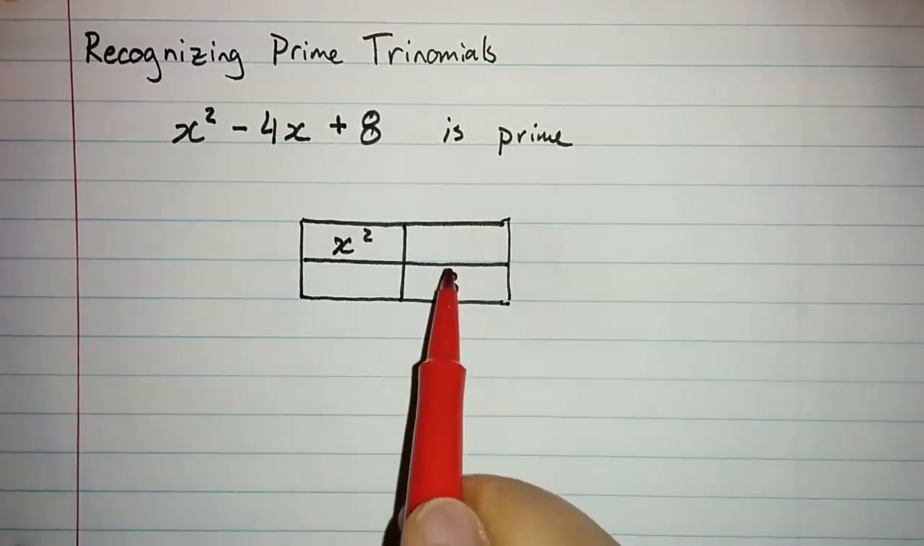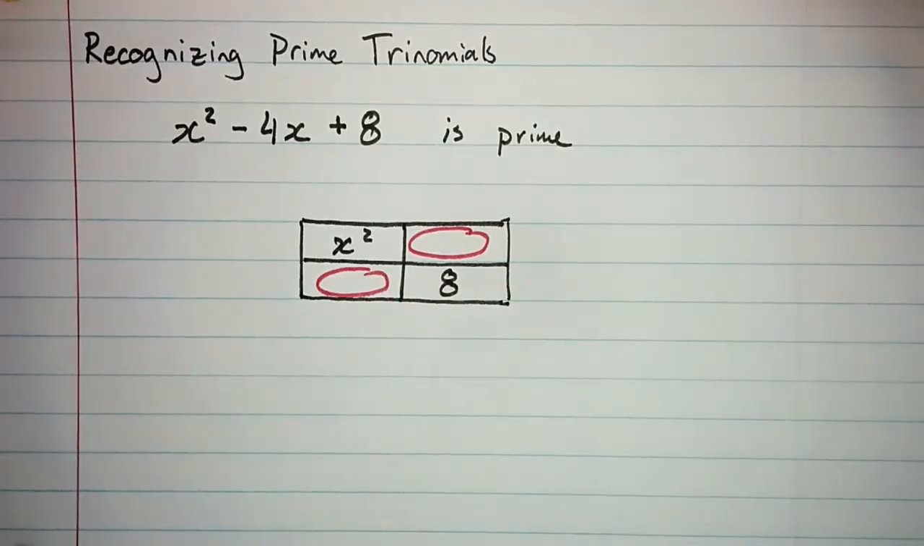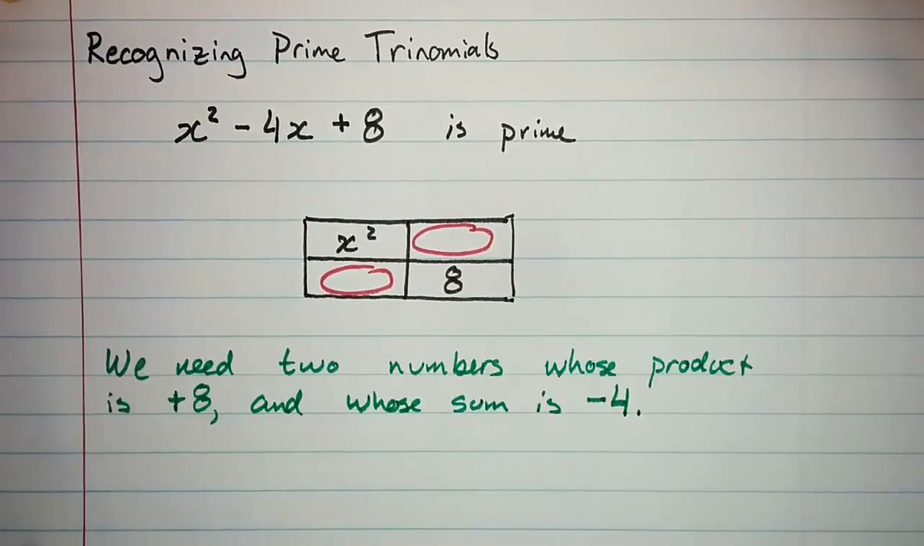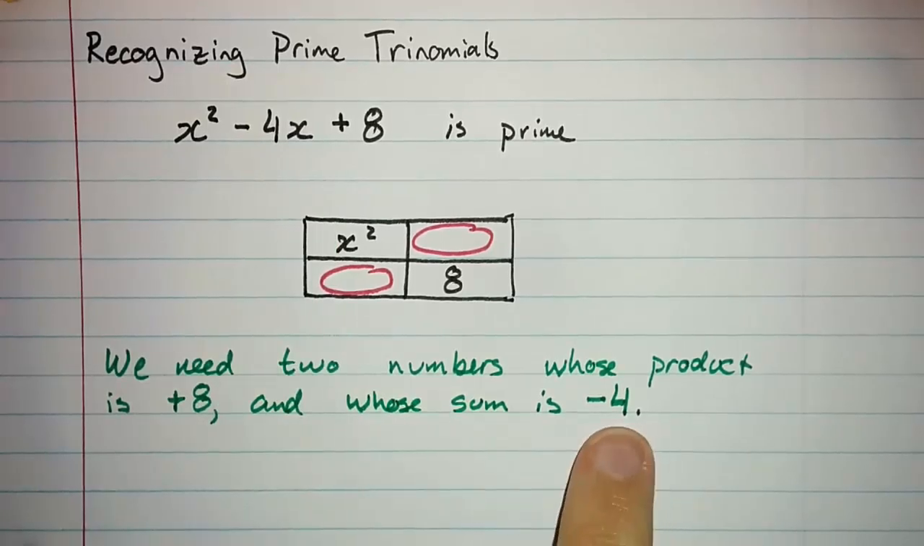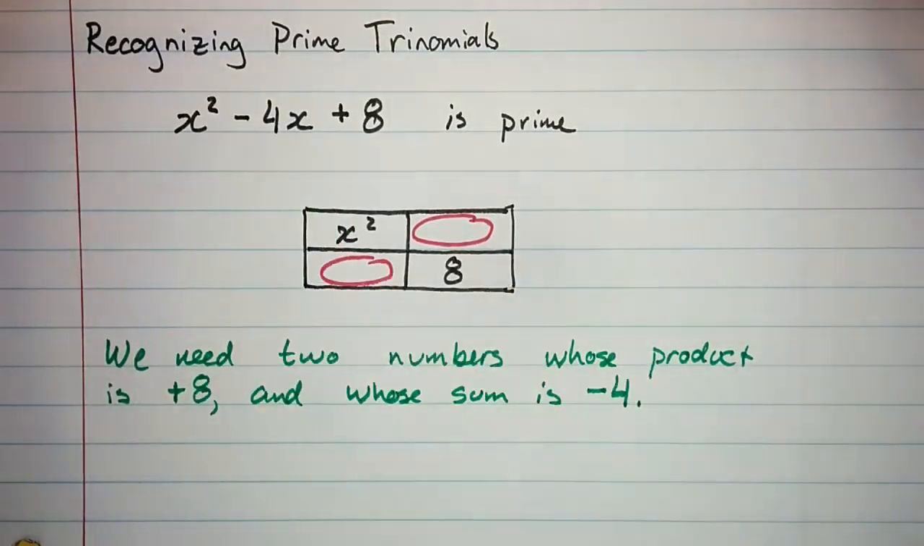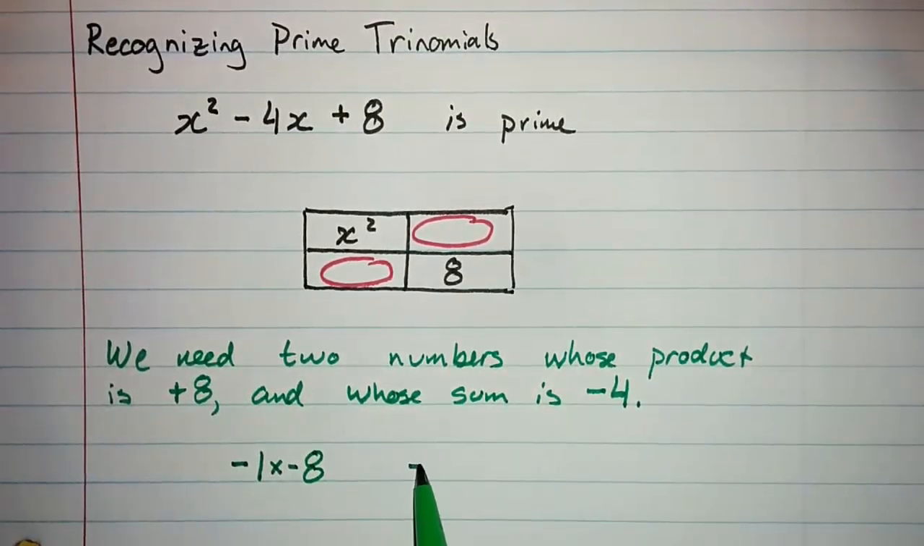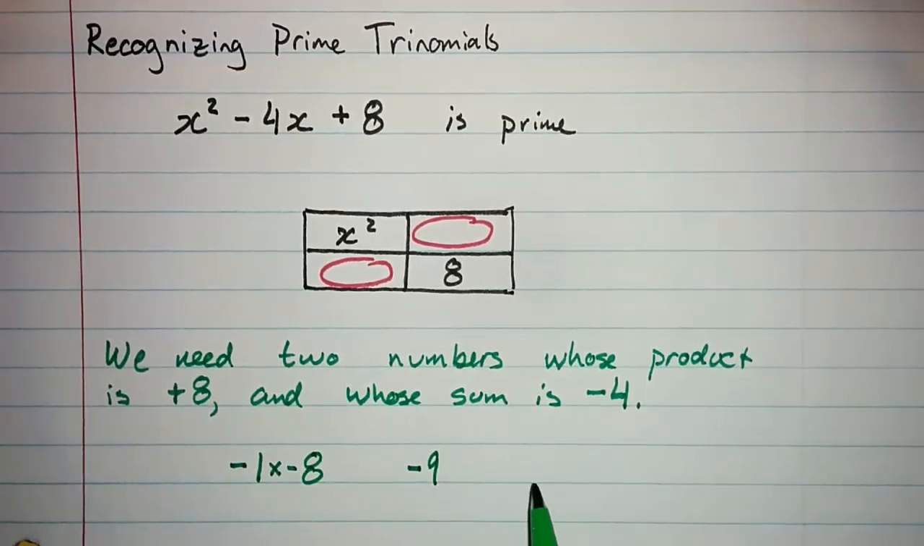We need to split negative 4 up into two terms by finding two numbers whose product is positive 8 and whose sum is negative 4. But, okay, if the sum is negative 4, they need to both be negative, right? So, negative 1 times negative 8, well, those add up to negative 9.